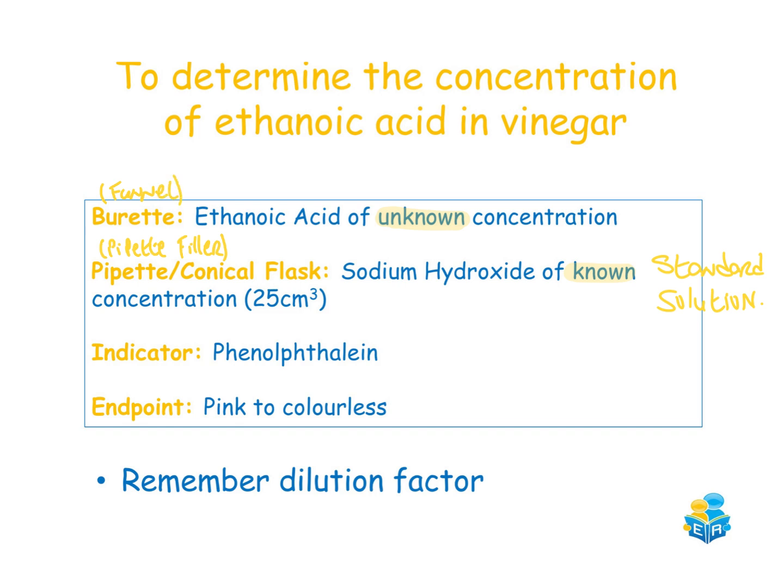The indicator for this experiment is phenolphthalein, and the phenolphthalein is always added into your conical flask. The colour change that you're looking for is pink to colourless. So that means that your phenolphthalein is pink in a base and colourless at the end point of the experiment, where all of the base has reacted completely with the acid and our solution starts to turn more acidic. It's important to remember in all experiments that an acid and a base will give you salt and water.